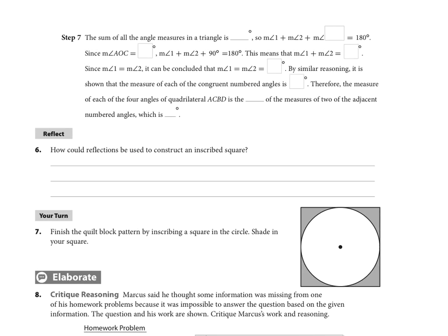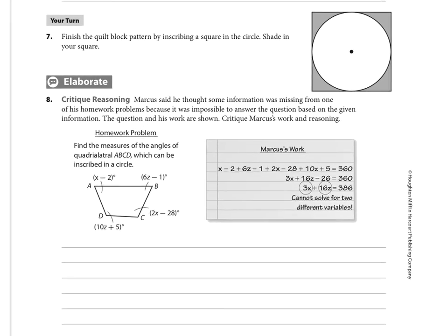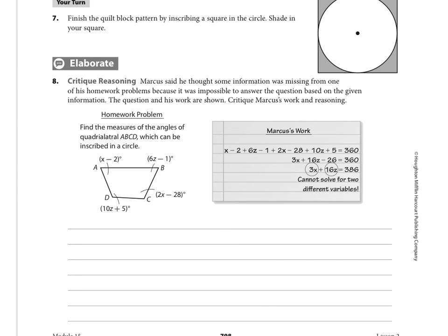And then the final thing I'll just point out to you is we're not going to do the your turn this time. We're actually doing the elaborate question. So as we look at elaborate number 8 here, this is a situation where you're critiquing the reasoning. So the homework problem, this Marcus person thinks that he has some missing information from his diagram. You need to critique his work and see whether he's right and why he's saying that it's not a doable problem, and see if that work has been done correctly or not, and then kind of think through how that problem could be thought through, okay?